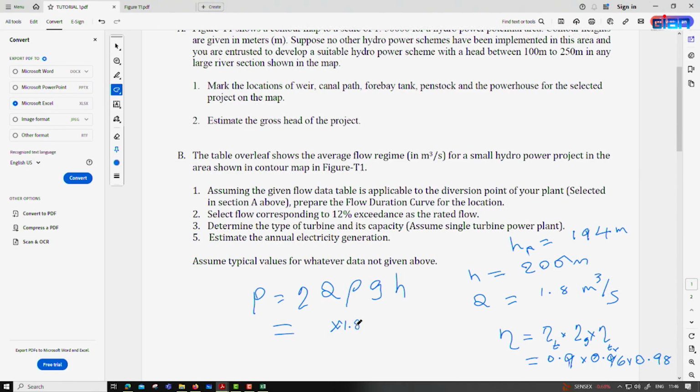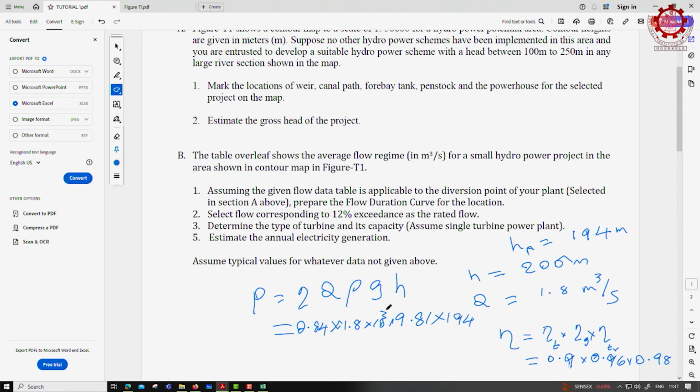Okay, we assume that we have already deducted the environmental flow. Rho is 1000, 10 to the power 3, g is 9.81, into H is 194. What is this efficiency value? 0.84. Someone says 0.84, and then the plant capacity by multiplying all these things.